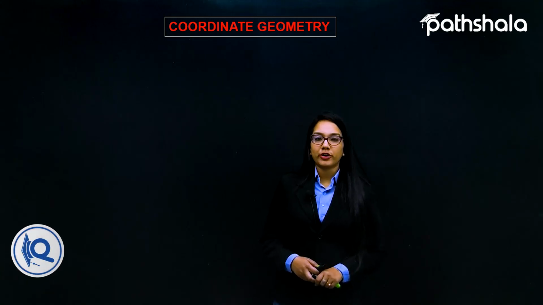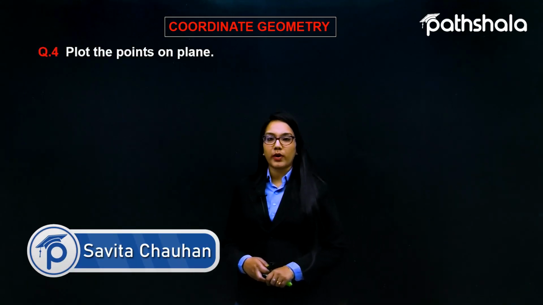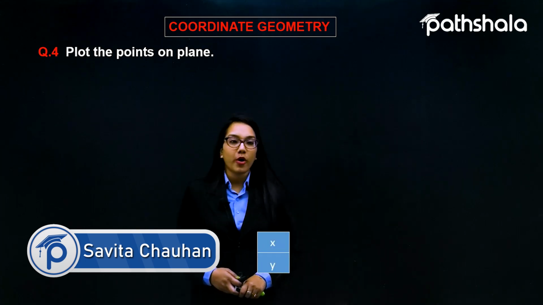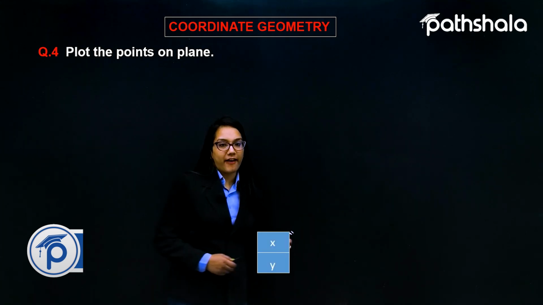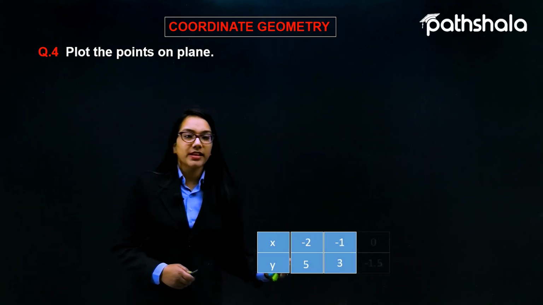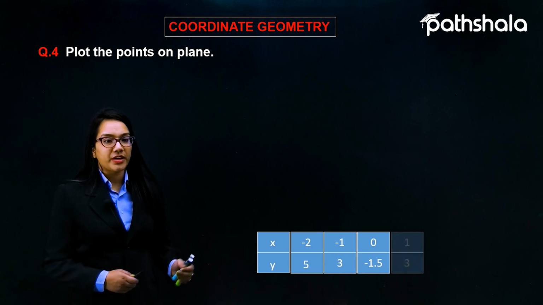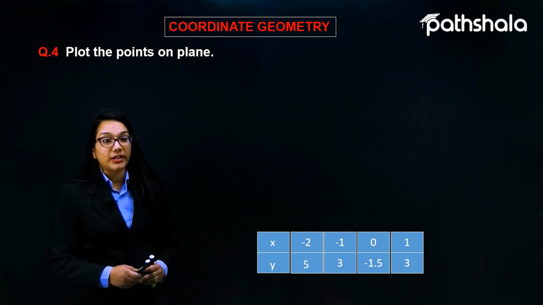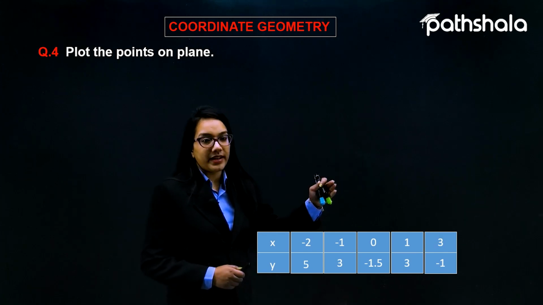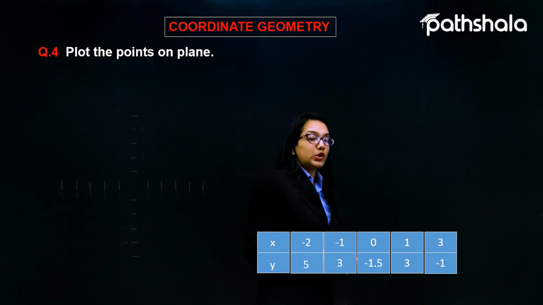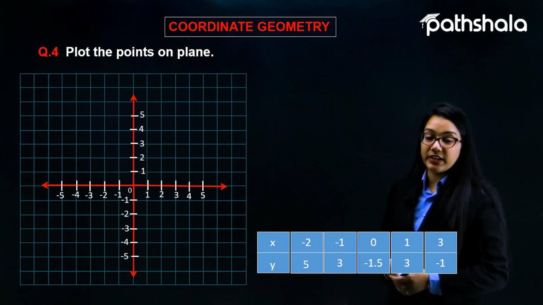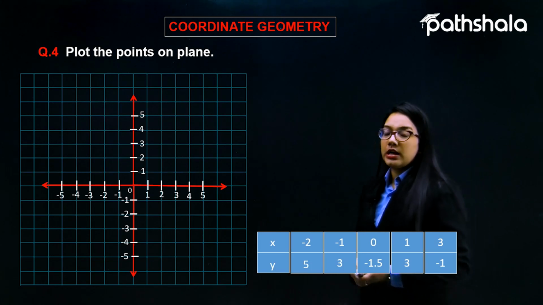So let's move on to question number 4, which says plot the points on the plane. The points are in the form x comma y. The very first point is -2 comma 5, then -1 comma 3, then 0 comma -1.5, then 1 comma 3, and then 3 comma -1. So let's have the Cartesian plane first, and plot all these points one by one on the plane.